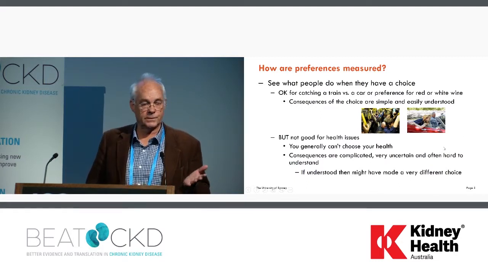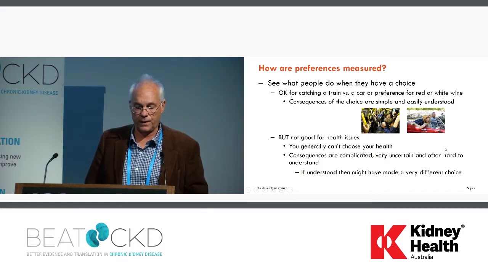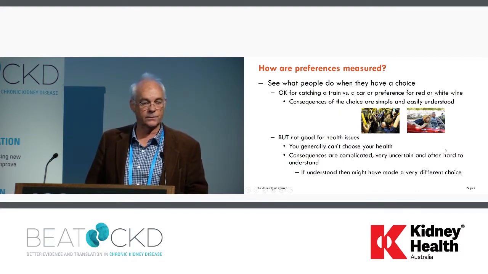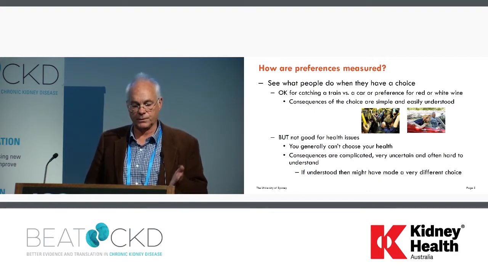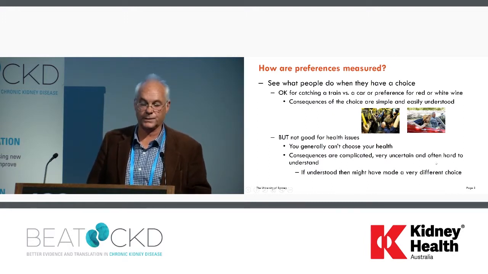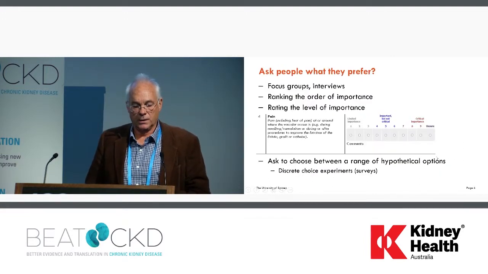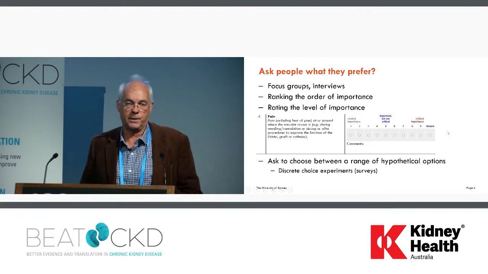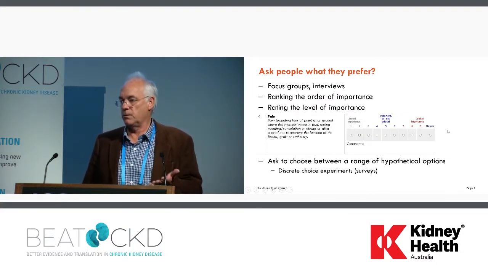And the consequences, particularly in the area of chronic diseases, and particularly kidney disease, are complicated, uncertain, and often hard to understand. What I mean by that is if you understood the consequences, you might have made a very different choice than you did. So, in other words, looking at what choice people make is really not going to tell you much at all. So what we do is we ask people what they prefer and what choices they would make.